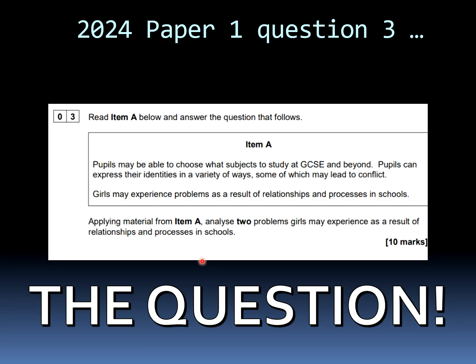The question is asking you to apply material from the item, and in this case it's wanting you to give 2 problems that girls may experience as a result of relationship and processes within schools. Now, this question also gives you what you are looking for in the item. It is the word after the 2 that is in bold. In this case it is problems, or more specifically the problems faced by girls in schools.